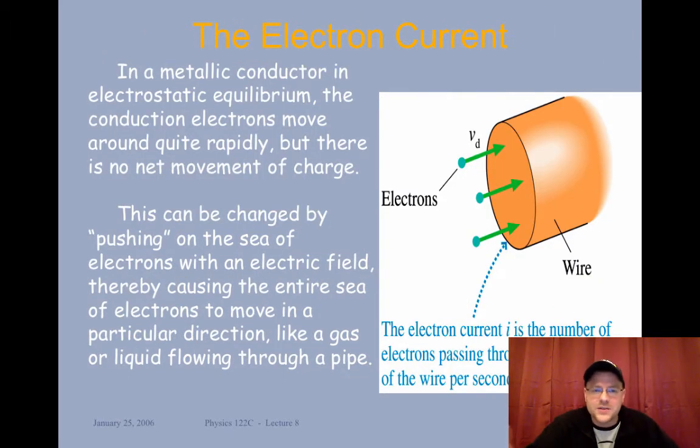So when we have electrostatic equilibrium, charges are moving rapidly all over the place and there's no net movement. But when there's an electric field present, which we saw comes from a voltage, the entire sea of electrons moves in the direction, kind of like gas or water moving through pipes. When there's a potential difference, charges want to flow from high to low.